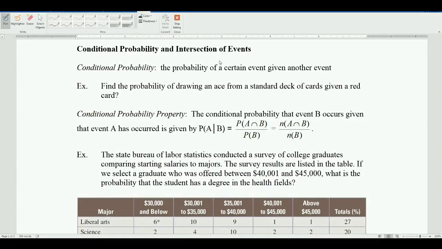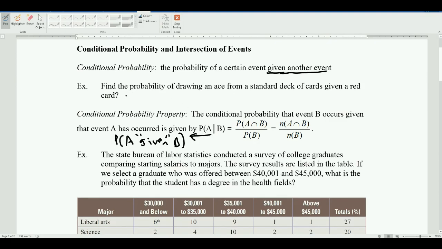Conditional probability and the intersection of events. Now, the conditional probability is based on finding the probability of an event given another. So the key thing is you're given another. And the way that's going to be noted is with this. When you see this, what this means, or how you say it, is the probability of A given B. That's how you would say it.